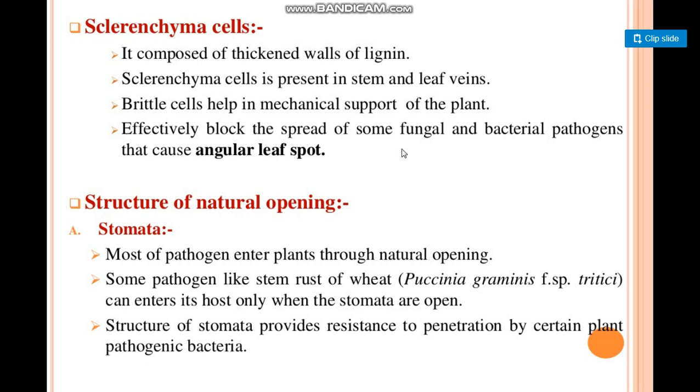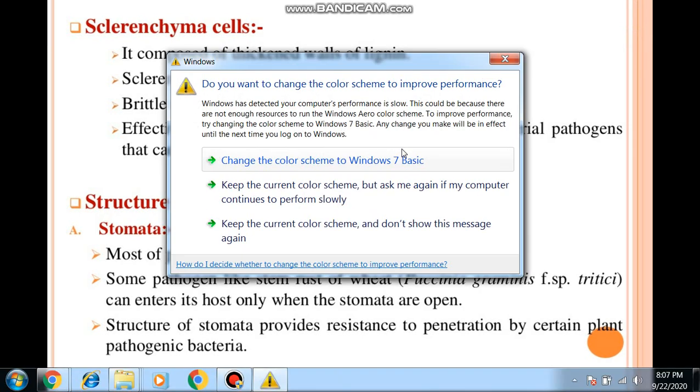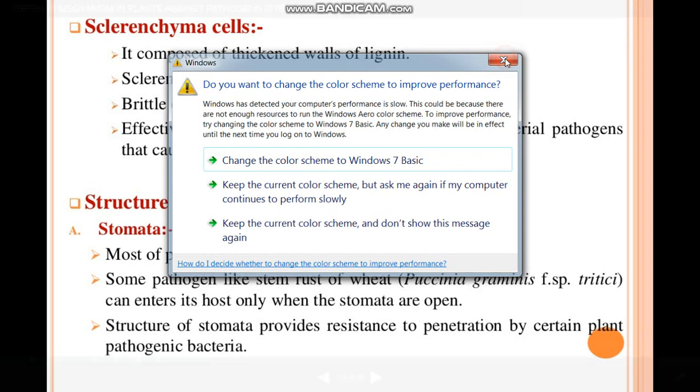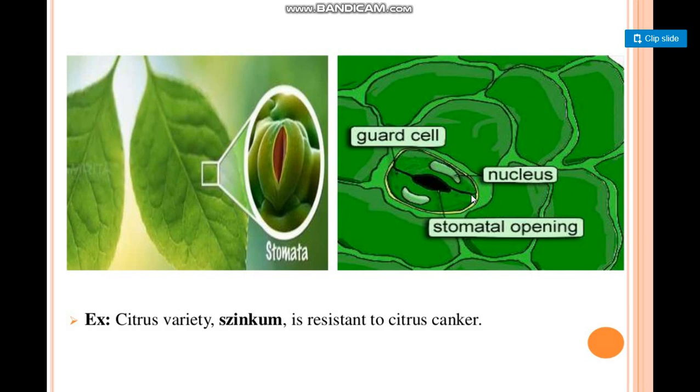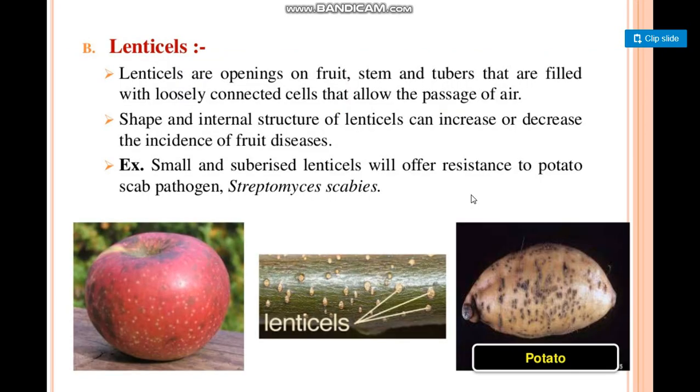Now different structures of natural openings. First we discuss stomata. Most pathogens enter plants through natural openings. Some pathogens, like stem rust of wheat, Puccinia graminis, can enter only when the stomata are open. The structure of stomata provides resistance to penetration. For example, this citrus variety is resistant to citrus canker. The second type, lenticels, are openings on fruits, stems, and tubers that are filled with loosely connected cells and allow the passage of air. The shape and internal structure of lenticels can decrease the incidence of fruit disease.